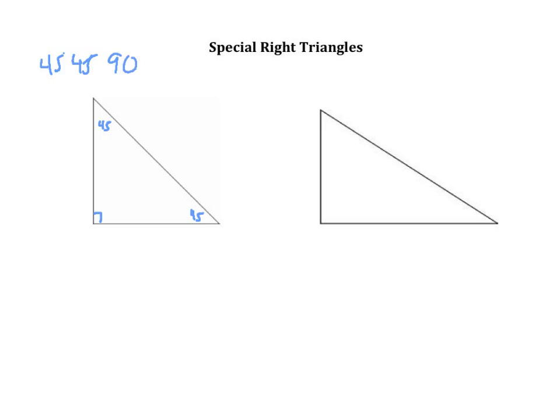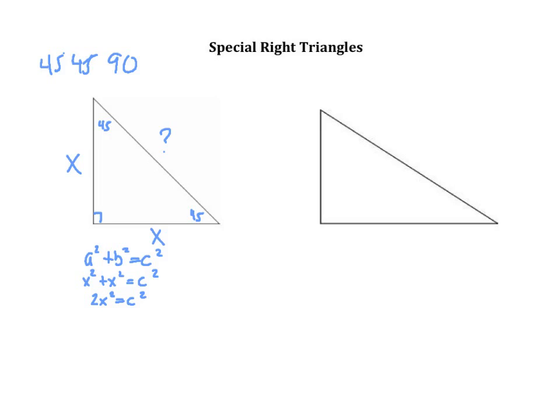Now you'll notice that this is an isosceles triangle, which means that the sides are going to be the same length. Now we need to figure out what the hypotenuse is going to equal. So we're going to use the Pythagorean theorem, a squared plus b squared equals c squared. So my sides are going to be the x's. So I have x squared plus x squared equals c squared. Continue solving, I have 2x squared equals c squared.